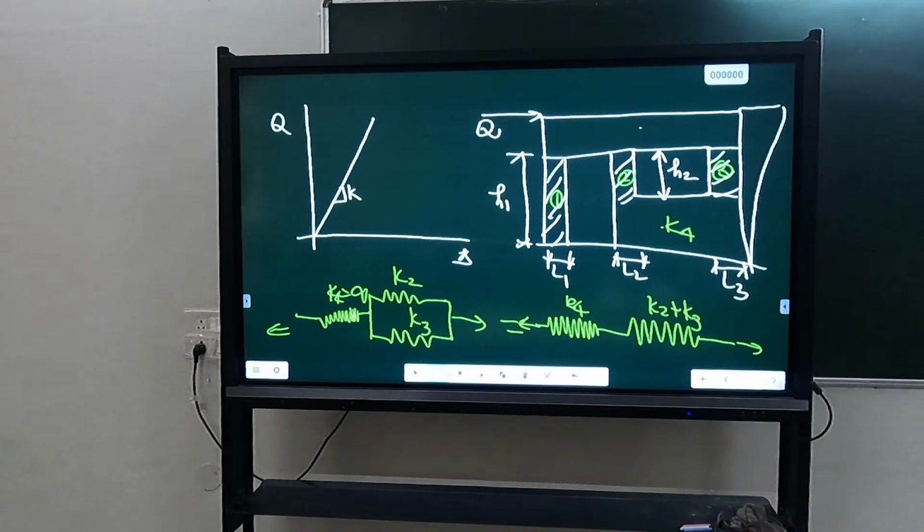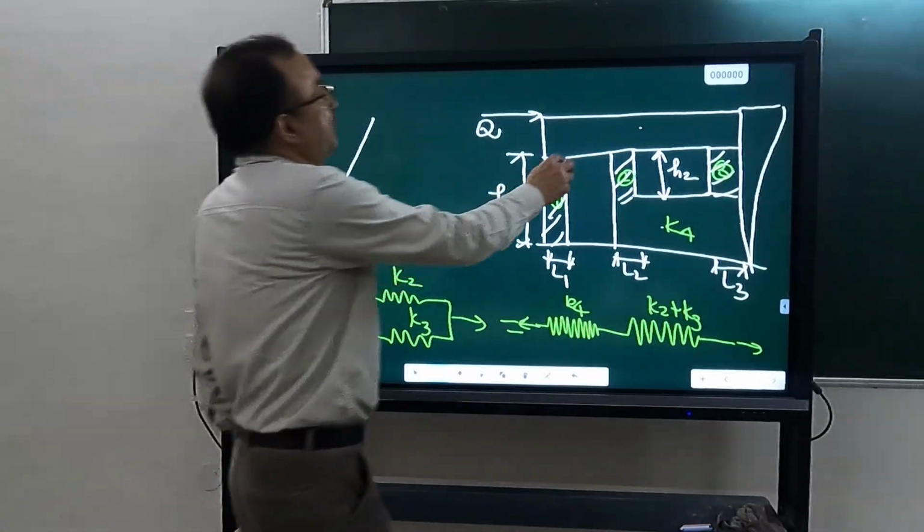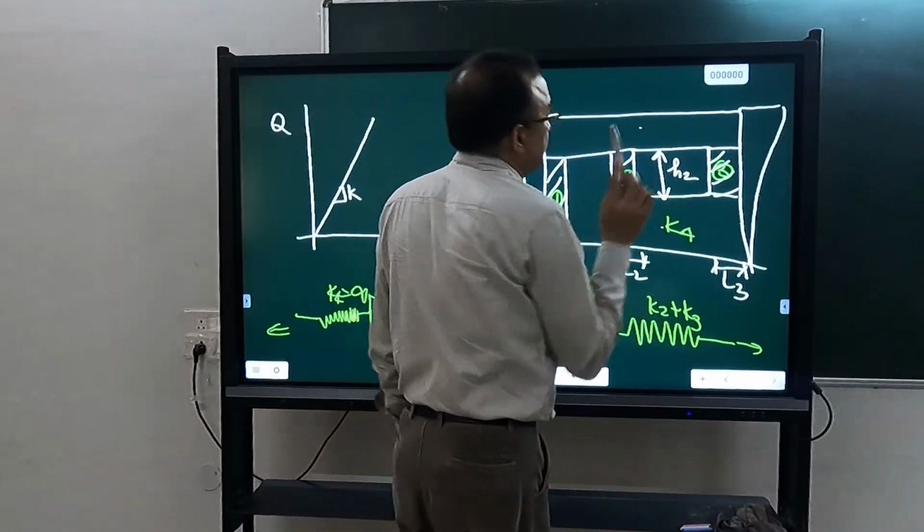One upon infinite plus 1 upon K1 plus K2. 1 upon infinite is how much? 0. Okay, so it will be 1 over K1 plus K2. So it will be K1 plus K2. So the stiffness of this is the same as the stiffness of this.